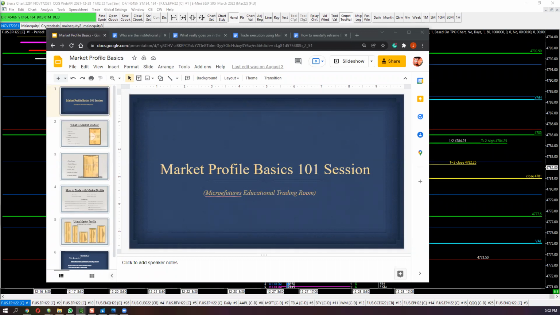We don't do a step-by-step approach, but market profile is not that hard to learn. I'm just trying to figure out how to properly explain it to you guys, right? Is this slide in the market profile basics tabs?